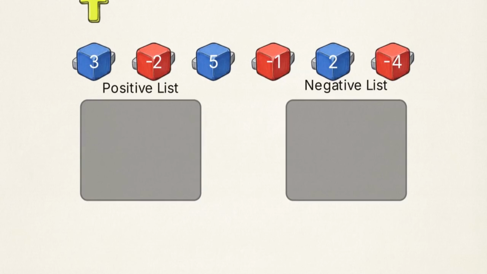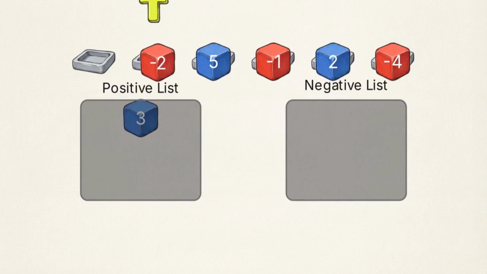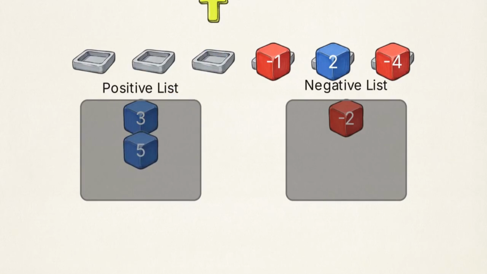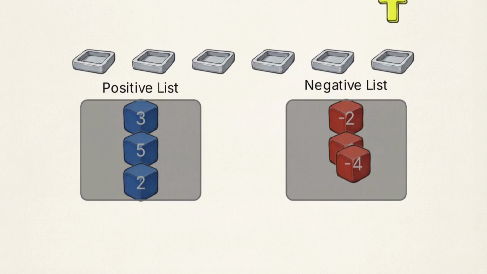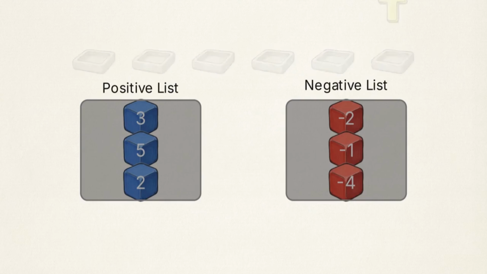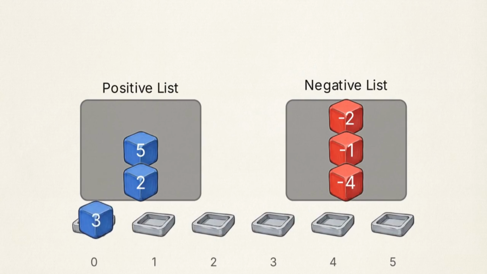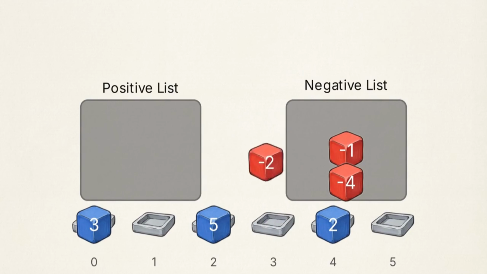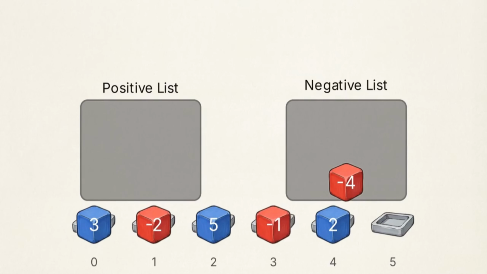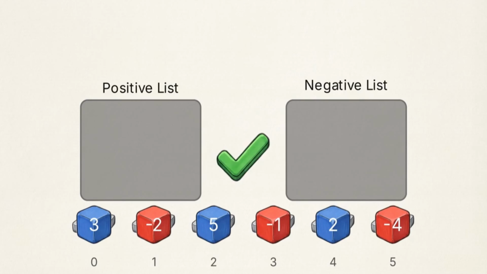In our first pass, we iterate through the original array and pull the elements apart. We place all the positive integers into one list and all the negative integers into a second list. Now we execute a second pass to weave them back together into a final answer array. We draw from our separated lists, placing the positive numbers exclusively at the even indices, 0, 2, and 4, and placing the negative numbers at the odd indices.